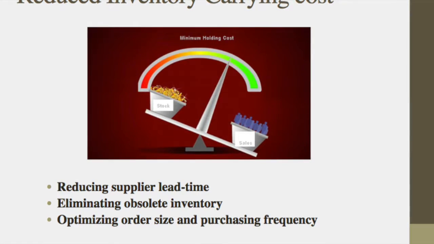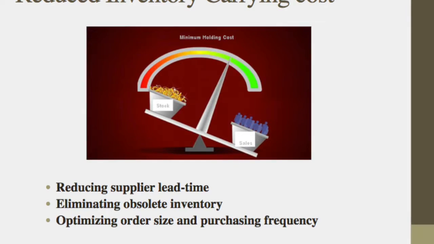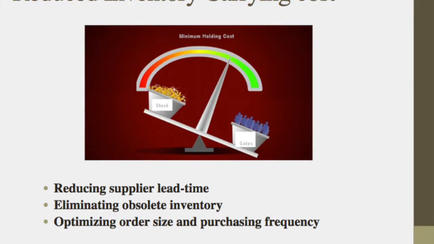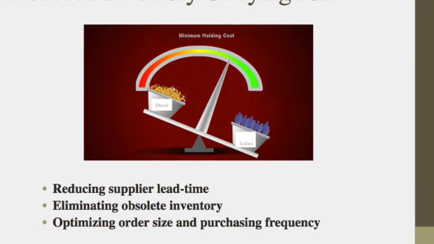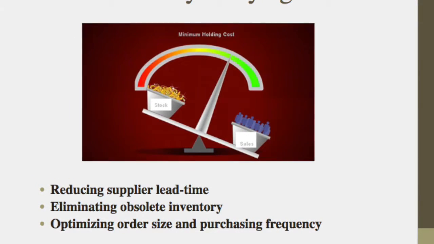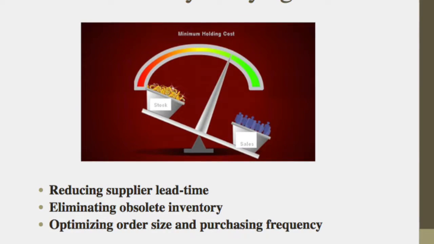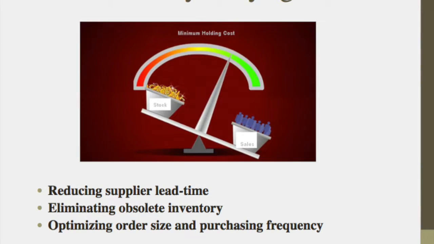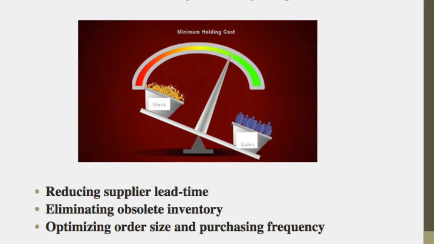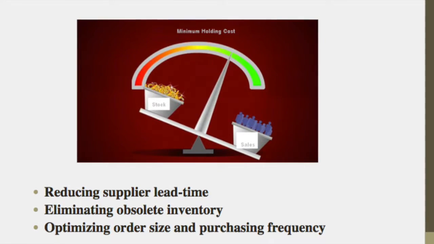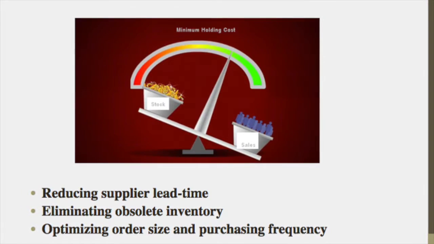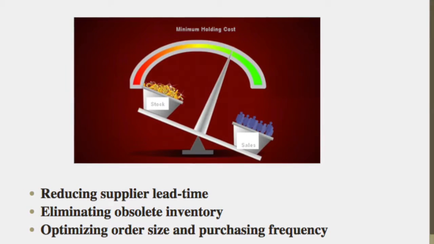The second strategy is eliminating obsolete inventory. Obsolete inventory are the items that are in the stock but do not have any customer demand. These obsolete inventory items are classified as the items that have not been sold in 12 consecutive months or more. So, business should monitor the product life cycles of every unique item each month to track demand pattern change over time. The last one is optimizing order size and purchasing frequency.